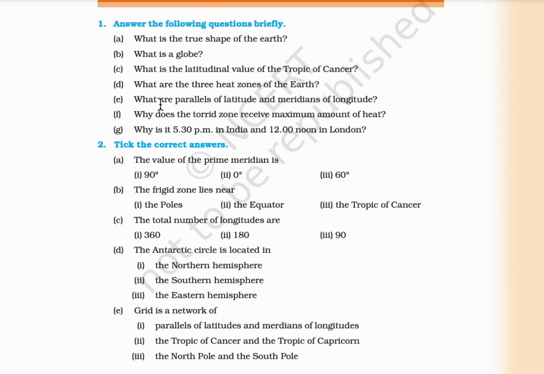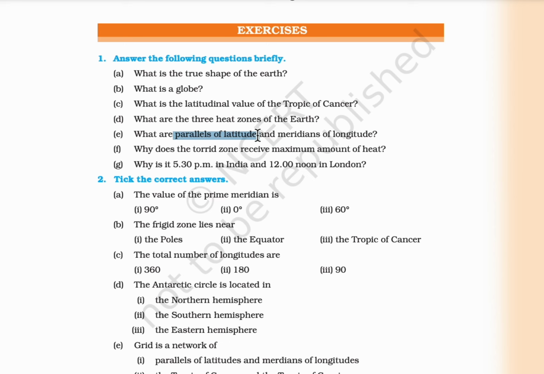Next question is, what are parallels of latitudes and meridians of longitudes? The parallels of latitudes are the lines which are parallel to the equator, and the meridians of longitudes are the lines which connect from north pole to the south pole. The latitudes are lines parallel to the equator. Longitudes are the lines that connect from north pole to south pole.